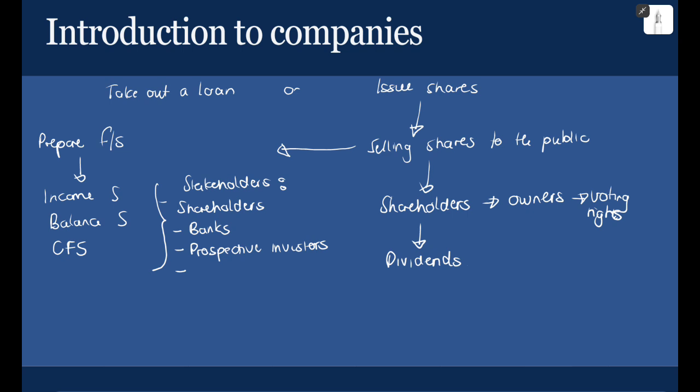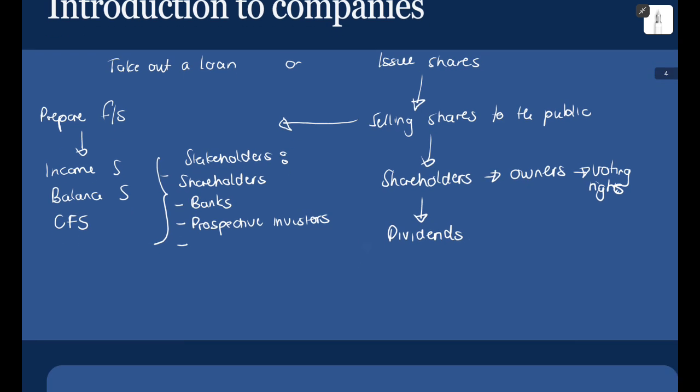But then how do these stakeholders trust these financial statements that have been prepared by the company? Because it could be easy. Remember, the company always wants to look good, right? It can be easy for the company to just prepare financial statements that look good and then present it to the public so that more people can invest and then they can get loans from the bank and all of that. So how do we trust the financial statements of a company?